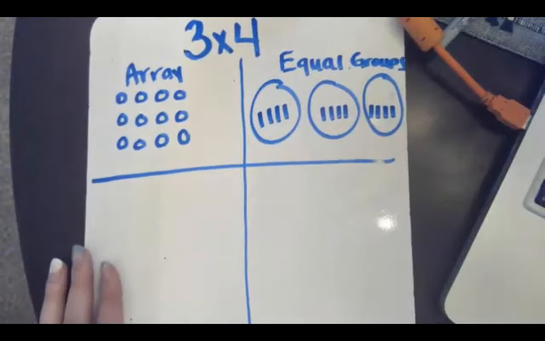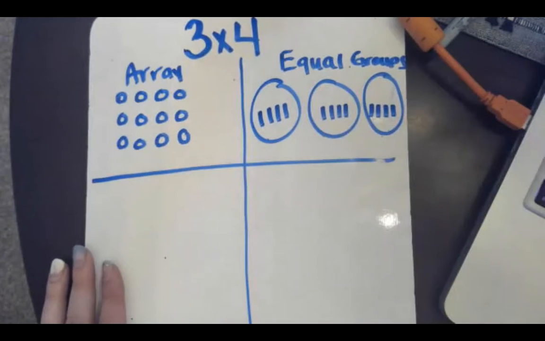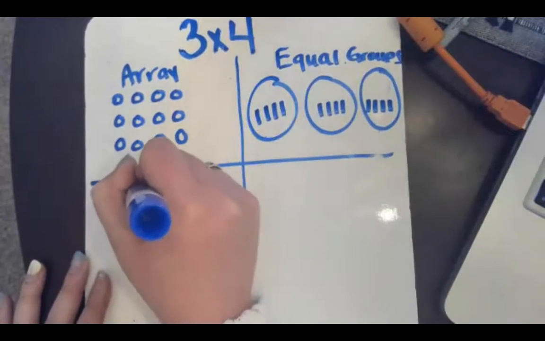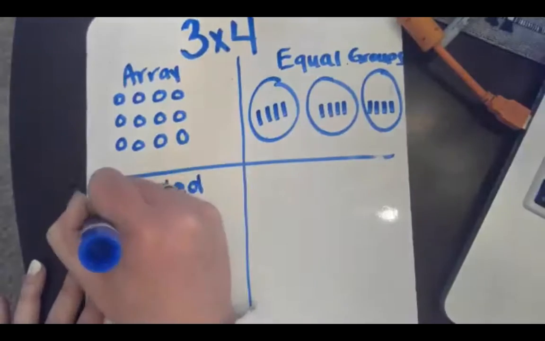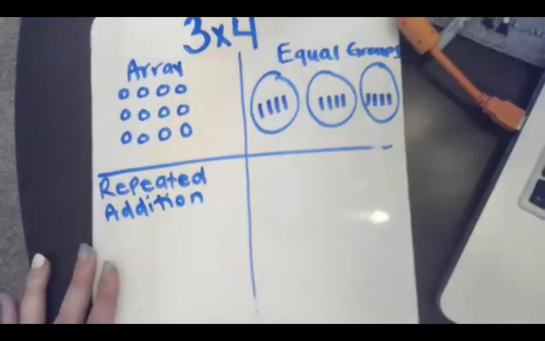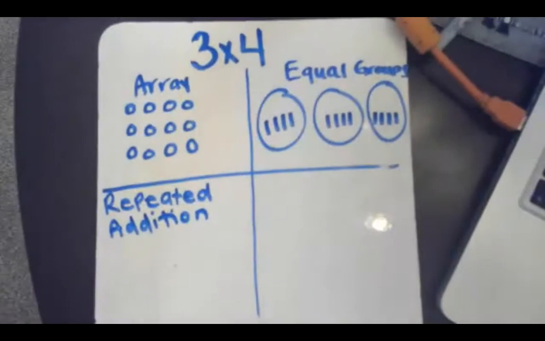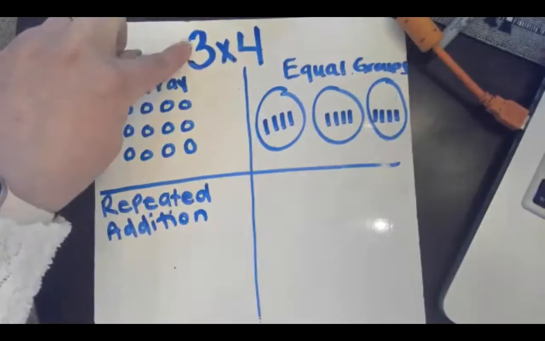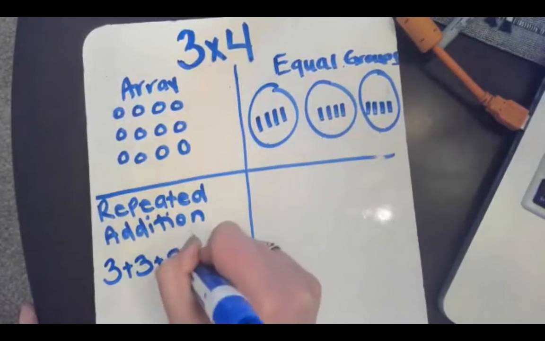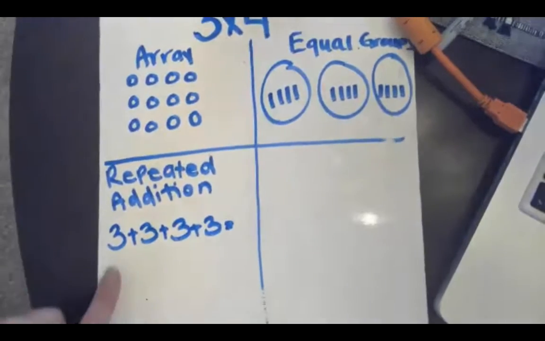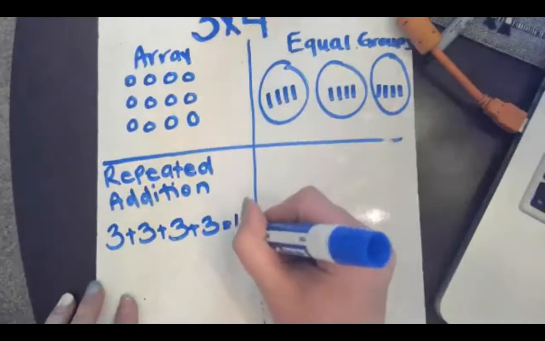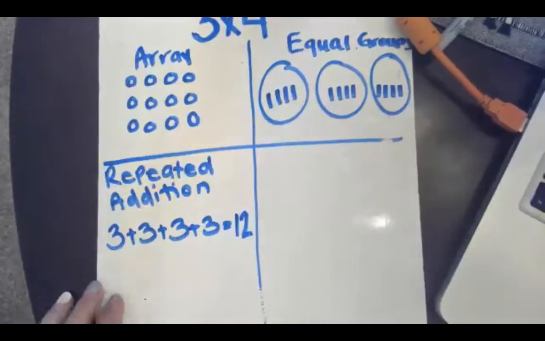The next strategy the group came up with was repeated addition. I'm going to write that here for you. With repeated addition, I'm going to repeatedly, meaning over and over again, add 3 four times. So I'm going to have 3 plus 3 plus 3 plus 3. And if I use that, 3 plus 3 is 6, 6 plus 3 is 9, 9 plus 3 is 12. And so 3 times 4 is 12.